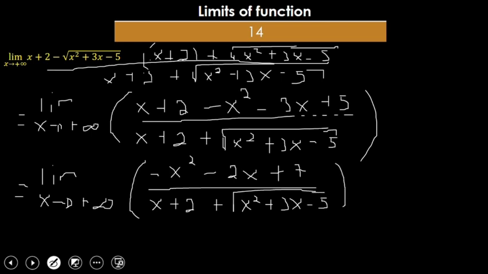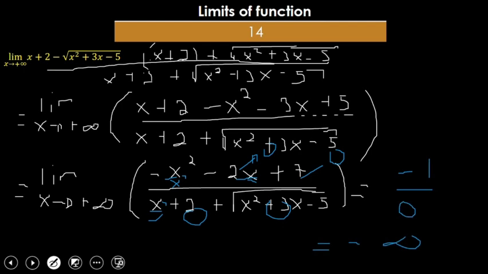You can divide everywhere by x squared. That will be equal to what? If you divide all through by x squared, that will be minus 1 all over x squared. This tends to 0, this tends to 0, this tends to 0. So we are going to have minus 1 all over 0, which is equal to negative infinity.